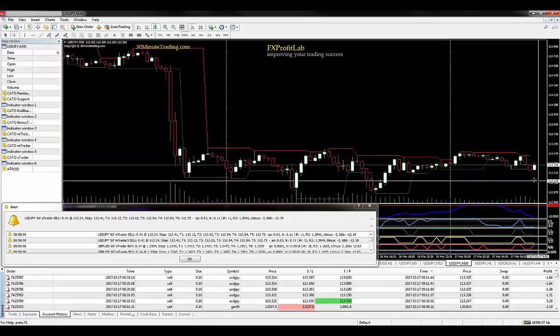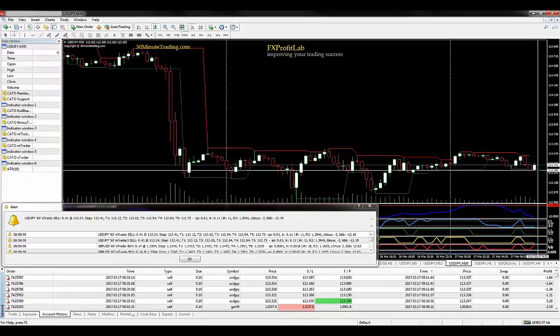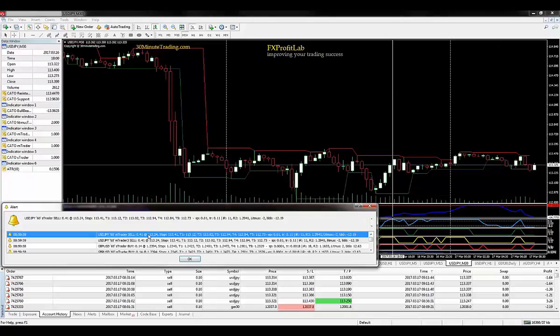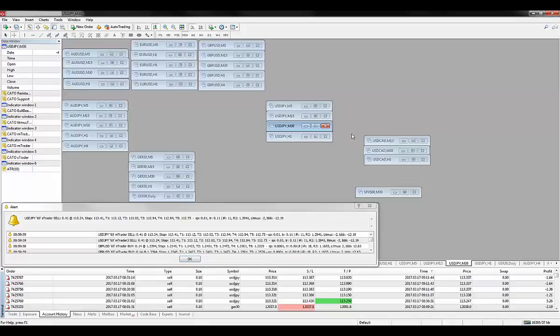And that's it. Now I'm going to wait and see what happens, see if there are any other trade alerts that arise. You can see here we do have a trade alert on the dollar yen 60 minute which says sell at 113.24. Okay, since we've got that order on based on the 60 minute, let's have a look at the 60 minute chart and see if that gives us any more confidence.